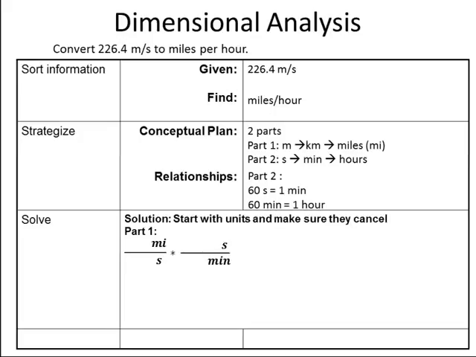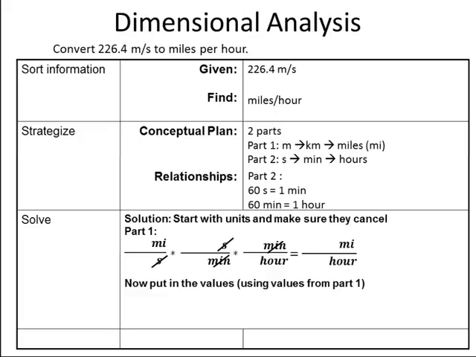Now, I don't want to convert the miles anymore. I want to get rid of the seconds. So in the next step, seconds go on top, minutes go on the bottom. So my seconds cancel. Now I need to get rid of my minutes. Minutes go on top, hours go on the bottom. So my minutes cancel. And my final units will be miles per hour. Now I'm going to put in the values, and I'm going to use the values from part 1.